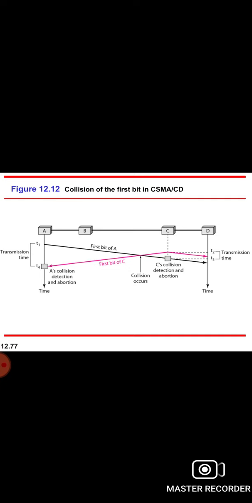To understand the reason, let us think about the worst case scenario. If the two stations involved in a collision are the maximum distance apart, the signal from the first takes time TP to reach the second, and the effect of the collision takes another time TP to reach the first. So the requirement is that the first station must still be transmitting after 2 TP.